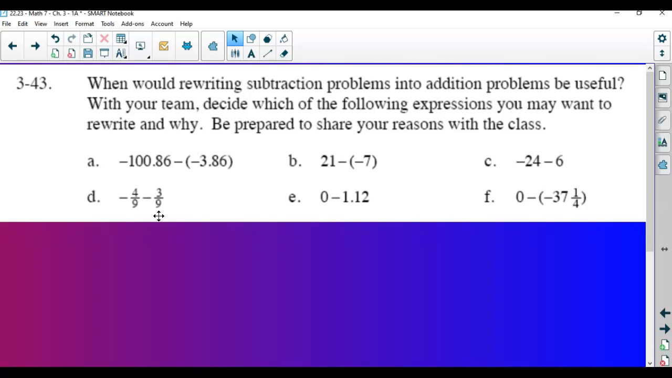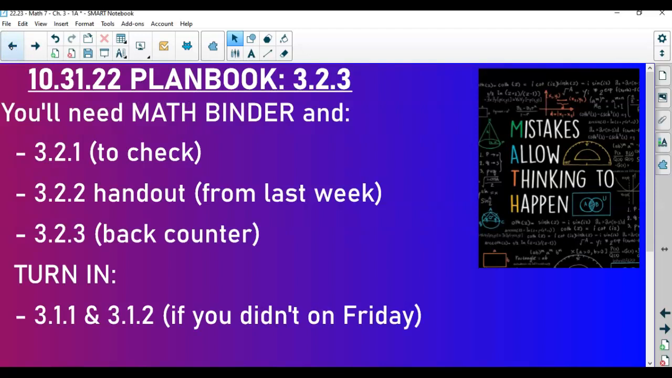Hey, if you don't have 322 out on your desk like you should have, guys, 322 and 323 should also be on your desk. 322s from last week, 323s on the back counter.